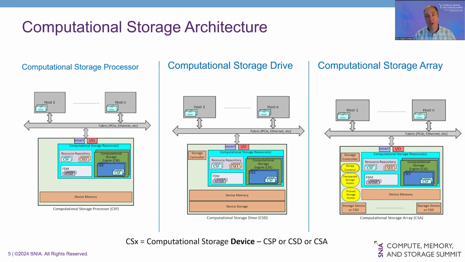On the right, we have the computational storage array. This would be like an array that you're familiar with, with computational storage resources, so it can perform compute in that array. The drives connected in that array may also be computational storage drives. And just a bit of nomenclature, the CSX is the abbreviation for a computational storage device, and that is any one of the computational storage processor, computational storage drive, or computational storage array.